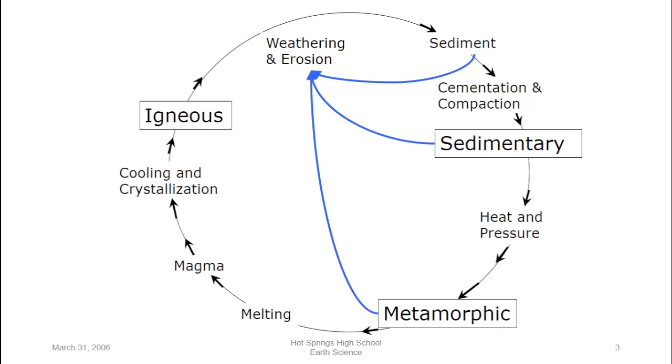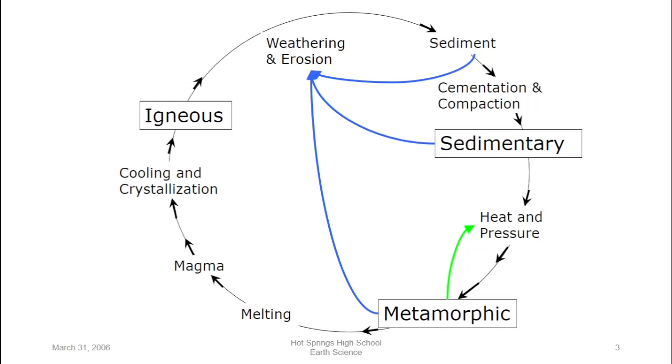Now let's go back to metamorphic rocks, okay? As we talked about, just like sediment can go back through weathering and erosion, and we talked about in class, depending on the type of rock, it can go back and be exposed to heat and pressure several different times or for an extended period of time and make a different kind of metamorphic rock. So for that reason, we can go from metamorphic right back to heat and pressure, okay?